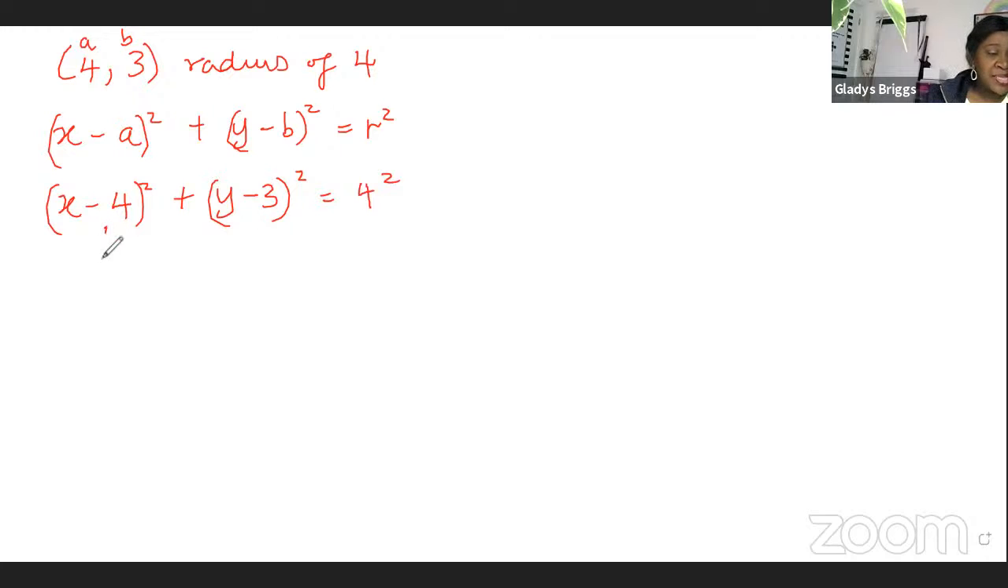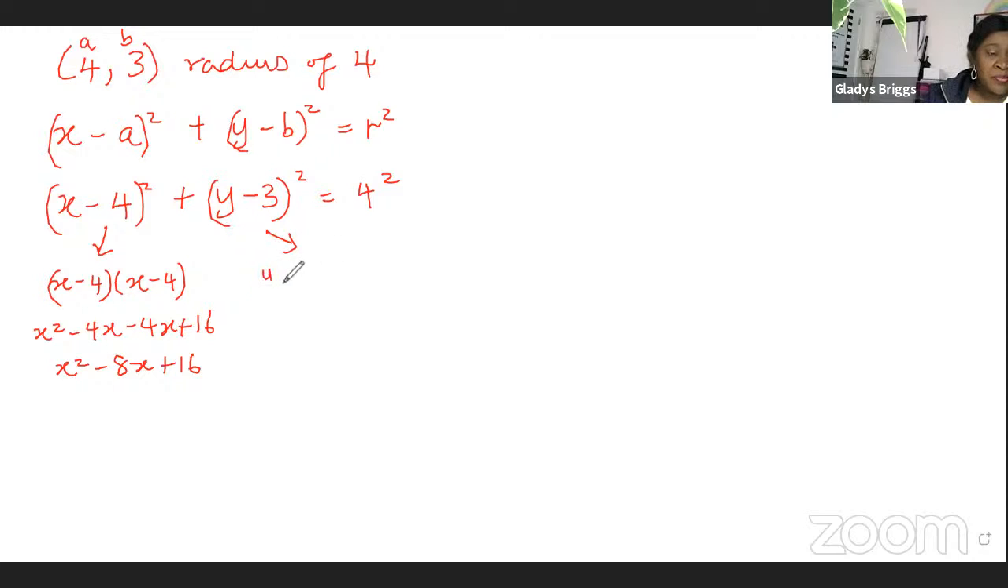Now we're going to expand this one. We're going to write this one in expanded form. This is x minus 4 times x minus 4, which is equal to x squared minus 4x minus 4x plus 16, so x squared minus 8x plus 16.